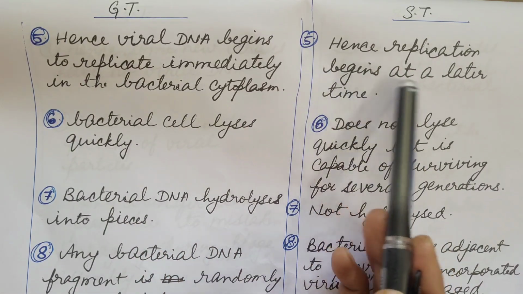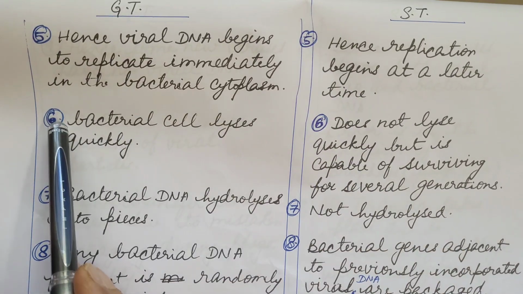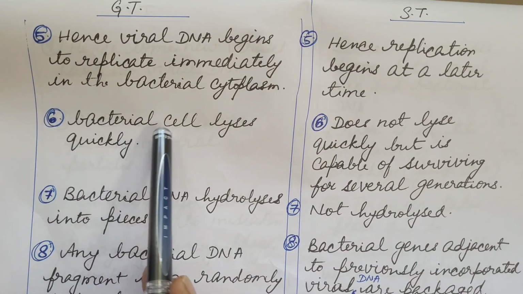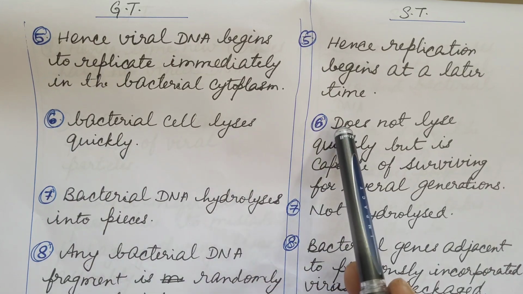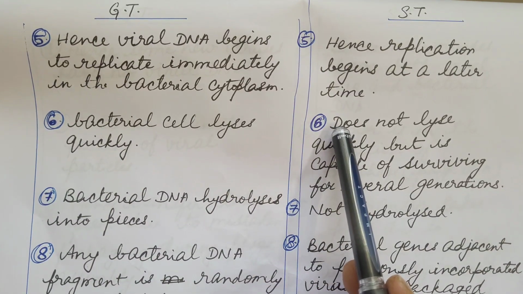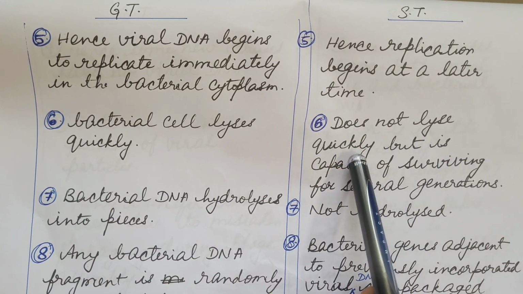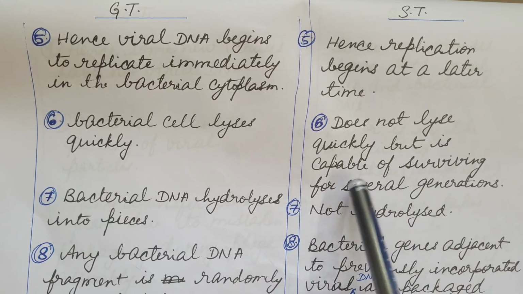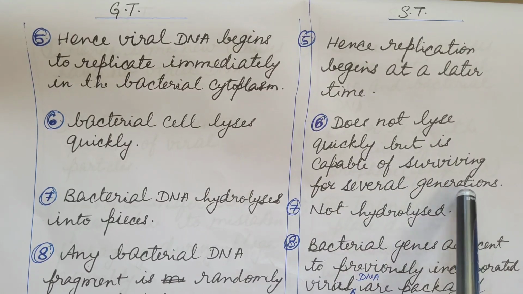Hence, in generalized transduction, viral DNA begins to replicate immediately in the bacterial cytoplasm, and in specialized transduction, replication begins at a later time. Therefore, in generalized transduction, the bacterial cell lyses quickly. In specialized transduction, the bacterial cell does not lyse quickly but is capable of surviving for several generations.